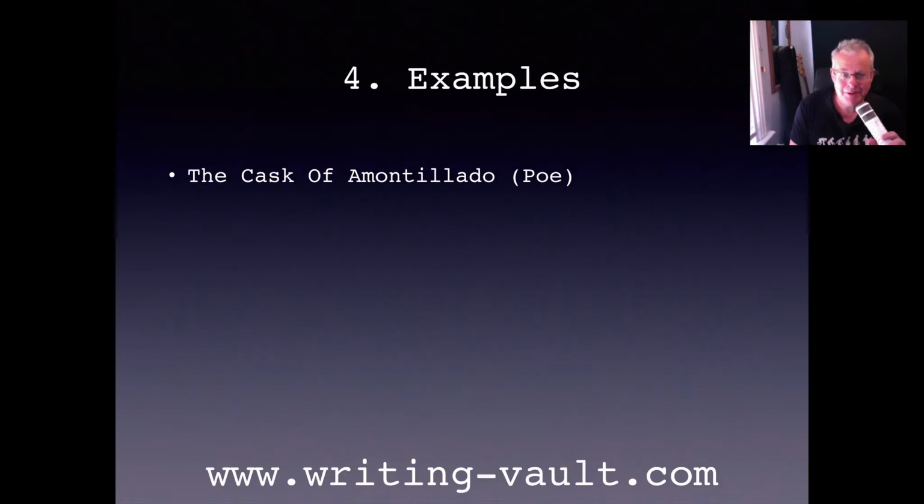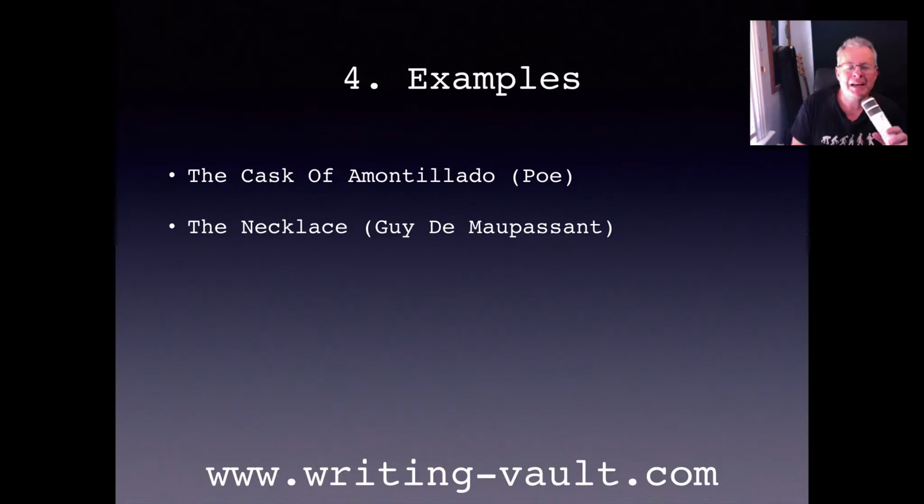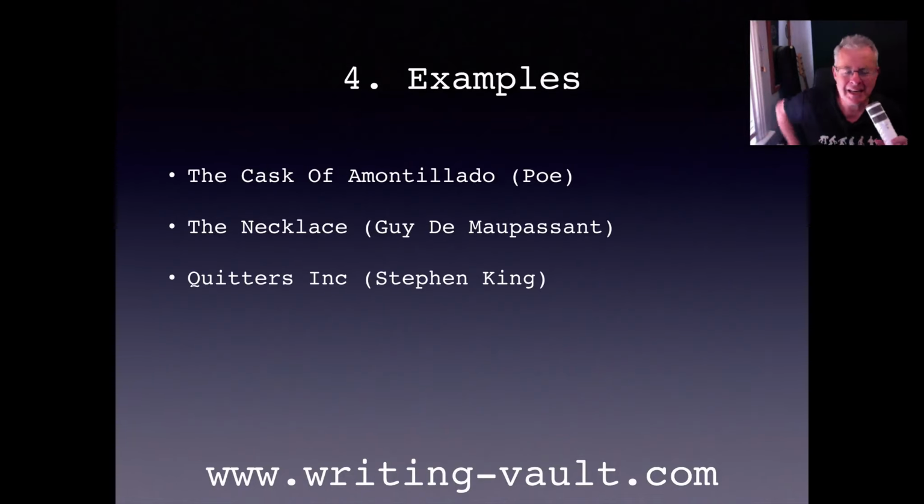Classic, Edgar Allan Poe, The Cask of Amontillado, and the revelation is why the protagonist wants to get who we don't know is an antagonist, but is another character, into the catacombs. The Necklace by Guy de Maupassant, let me get my French accent out correctly, is another revelation story. Quitters, Inc. by Stephen King.